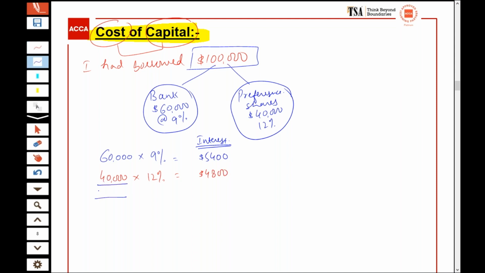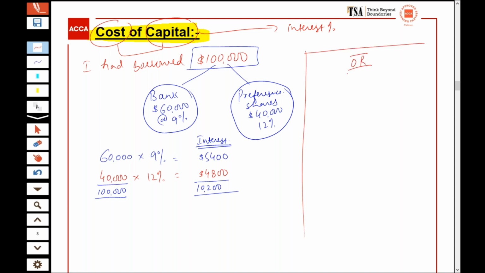You are having total capital of 100,000 and your total interest is 4,800 plus 5,400. This is 10,200. Now what you are supposed to do? Cost of capital simply means interest. From this 100,000, you have to pay total interest amounting to 10,200.